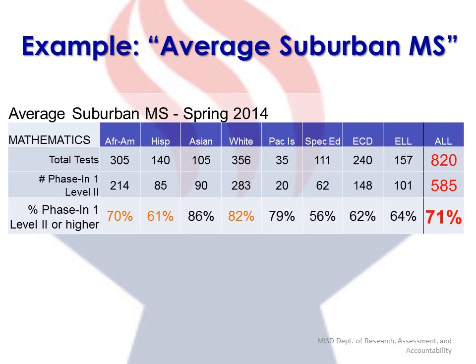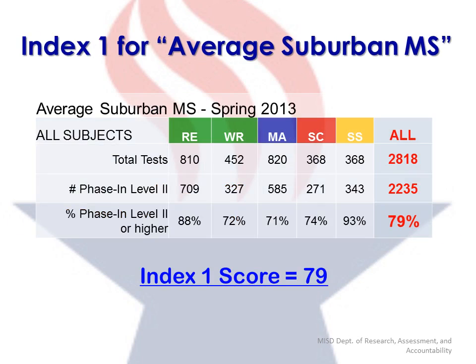At Average Suburban Middle School, there were 820 total math tests taken. Of those tests, 585 saw a performance level at the Phase-In 1 Level 2 passing standard or higher, and that's a passing rate of 71%. The math results for Average Suburban Middle School are just one component of the campus's Index 1 score, so that math data will be combined with results from the other core subjects.